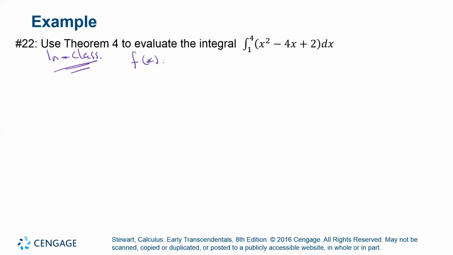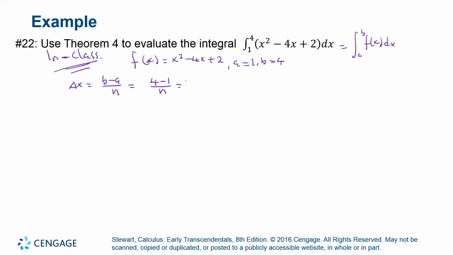My f of x is what? x squared minus 4x plus 2. So I can write this as the integral from a to b of f of x dx, where your a is 1 and your b is 4. Now, we know that delta x is given by (b minus a) over n. So if I do this, it is 4 minus 1 over n, and that is equal to 3 over n.